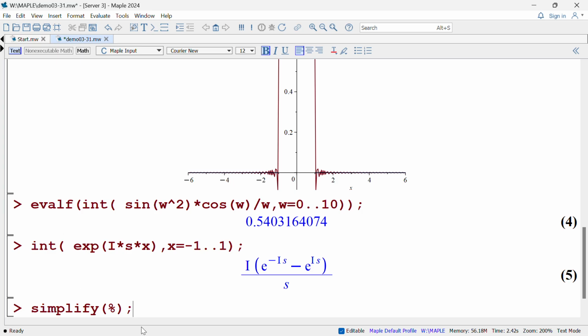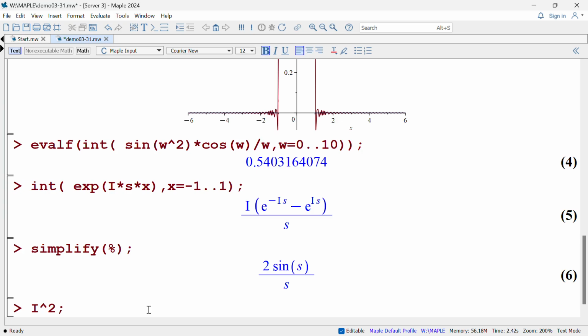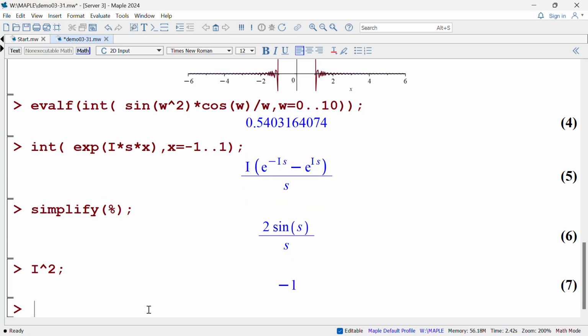And then when I played around, I simplified that. You can tell it to simplify the output of the previous command. And when I ask Maple to simplify that, it gets what I got, sine of s over s. And here, this is to convince you that i really is the thing whose square is -1. So Maple can do a lot for you.